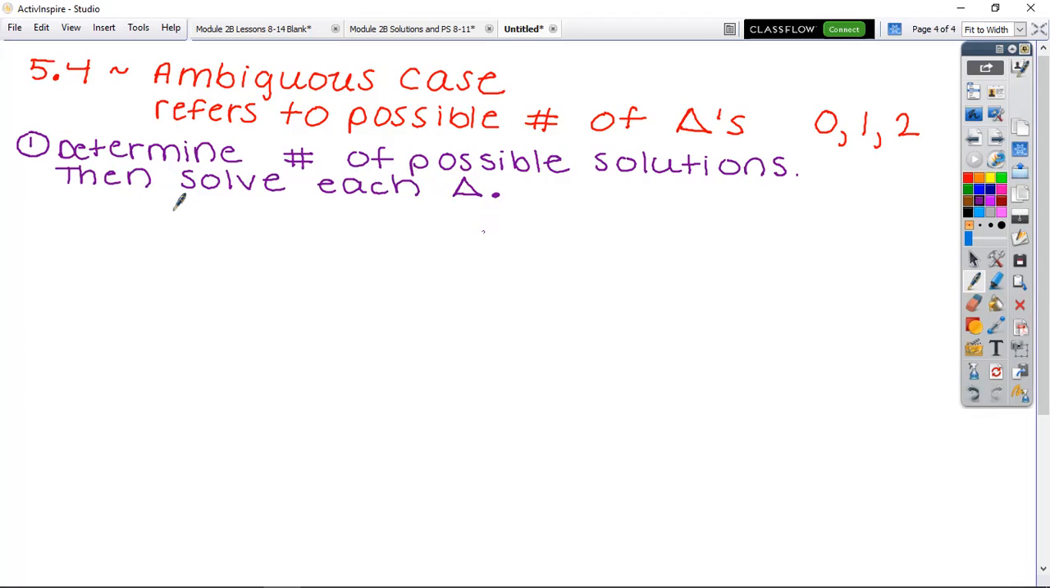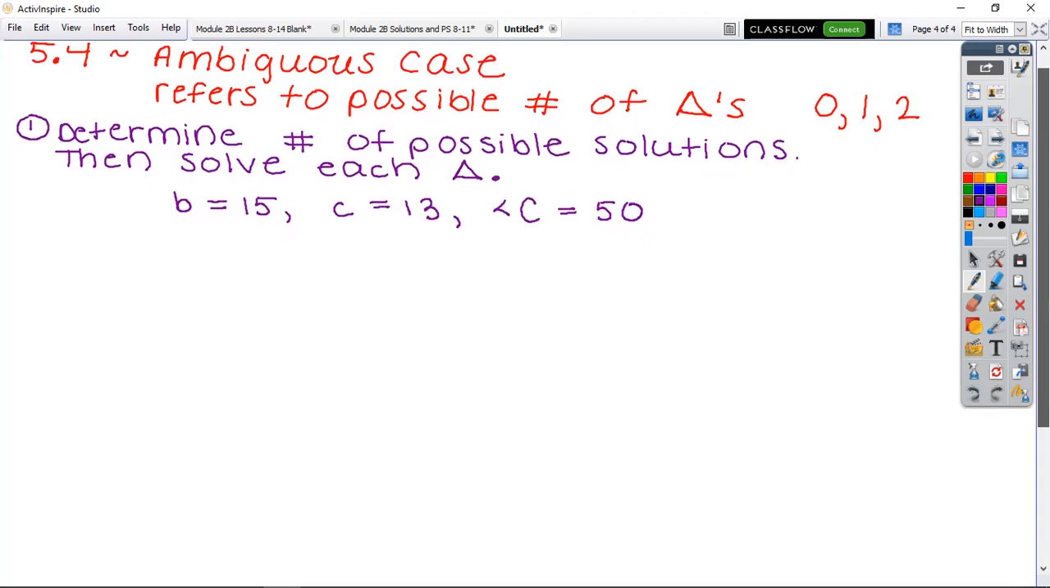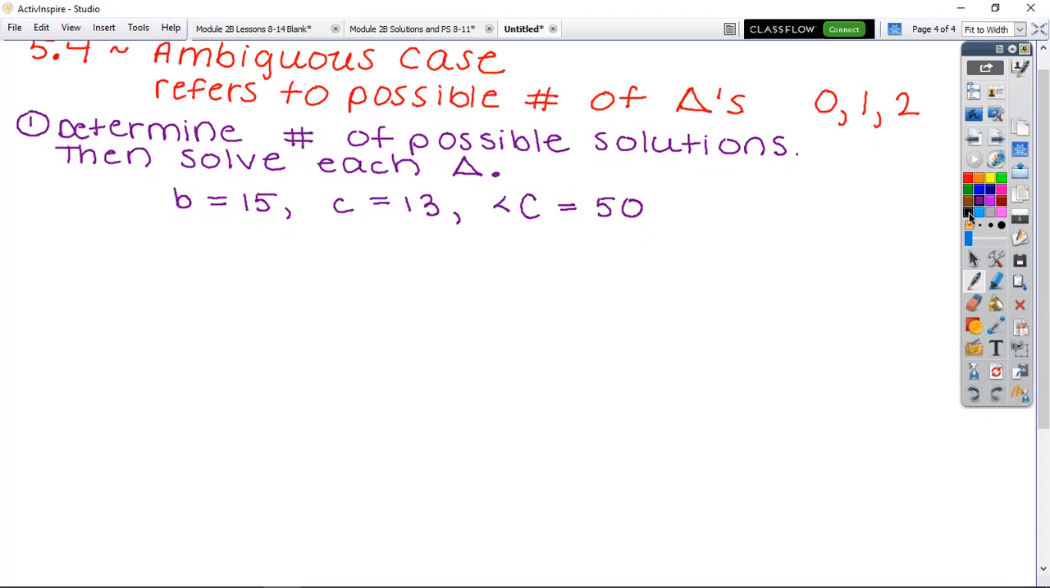Little b, which is the side length, is equal to 15. And little c is equal to 13. And angle C, capital, is equal to 50 degrees. Remember, we are working with non-right triangles. So the first thing you want to do is sketch this and figure out where a good place to start would be. It's going to start just like what we did on Thursday.